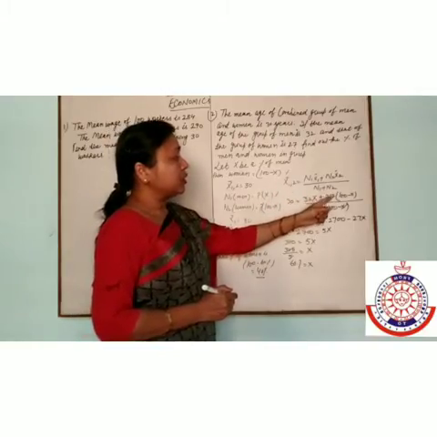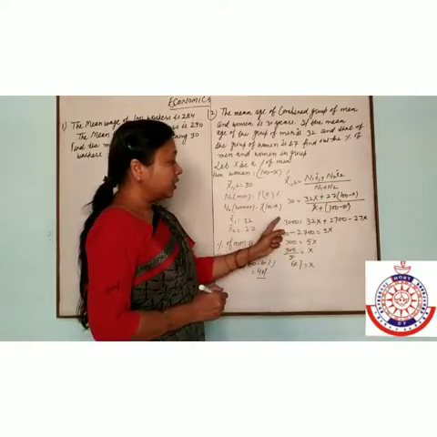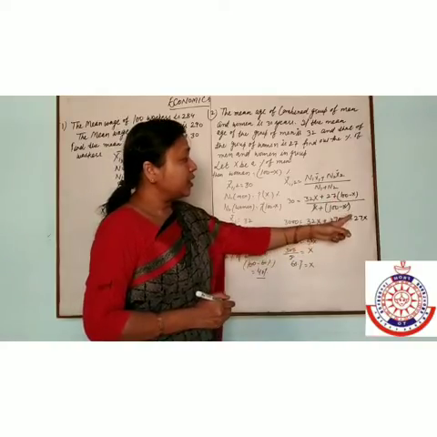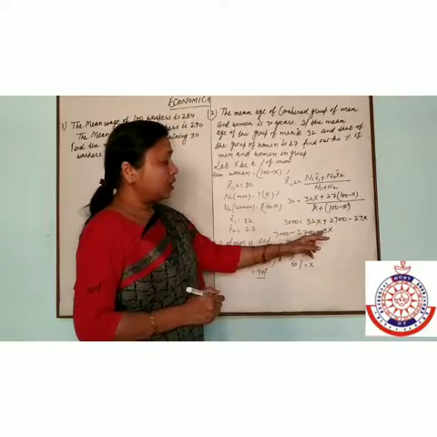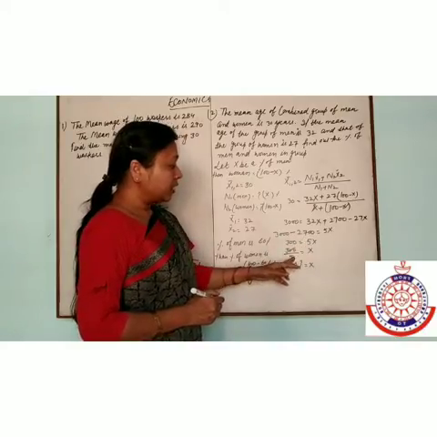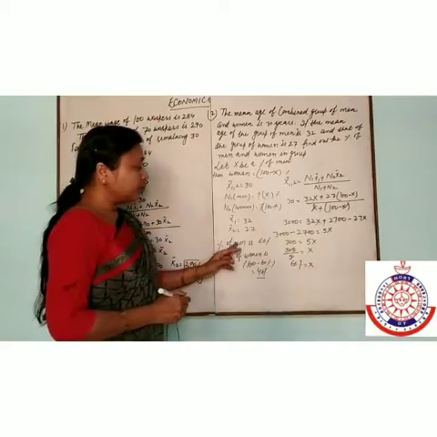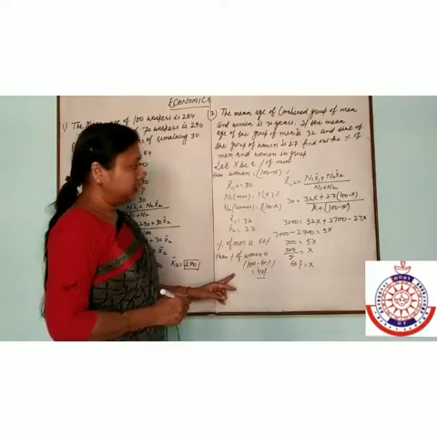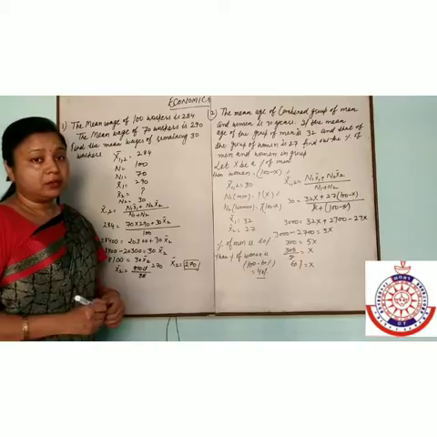30 is equal to 32x plus 27 times 100 minus x, divided by x plus 100 minus x. So 3000 is equal to 32x plus 2700 minus 27x. 3000 minus 2700 is equal to 5x, 300 is equal to 5x, then x is equal to 60%. Then the percentage of men is 60%, it means the women is 40%. You can solve both the questions with the combined mean.